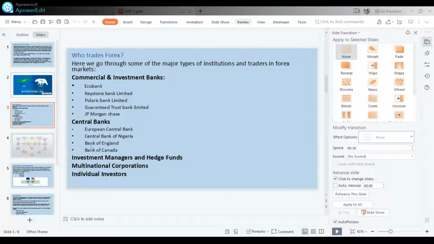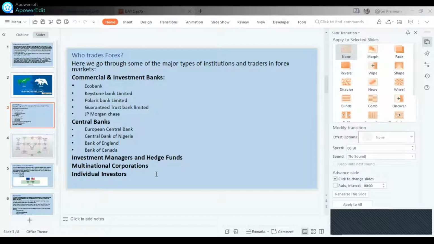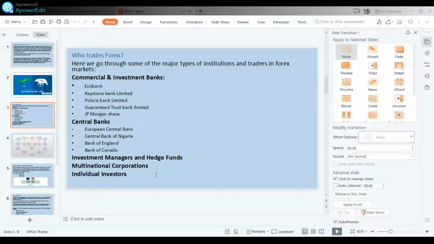Now let's proceed. Who else trades Forex? Well, national corporations trade Forex. Another body I'd like to look into is the individual investors. Who are the individual investors? The individual investors are the retail traders. And all these retail traders, they function very well.